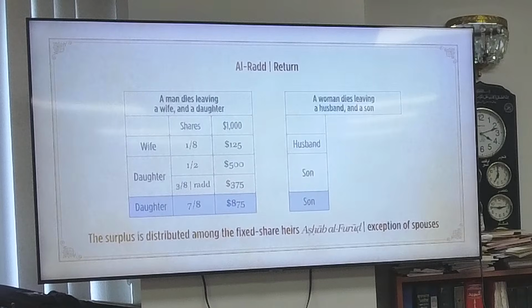Let's reverse it now and assume that a woman dies, leaving a husband and a son. What happens? The husband gets a quarter because there's a son, he doesn't get half. The son, because he's an asaba, gets 3/4. He's the residue, he takes everything. So the son actually gets 6 out of 8, 6 portions out of 8, which is 3/4. The $1,000 gets distributed this way: the husband gets $250, and the son gets $750. So the surplus is distributed among the fixed share heirs, ashab al-furud, and the exception is spouses. But all other ashab al-furud get this return.